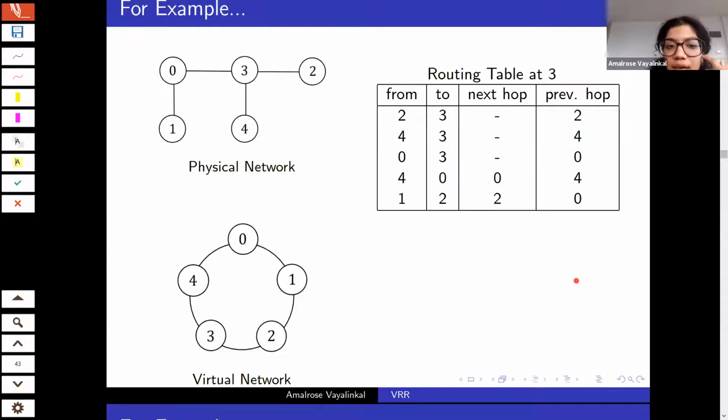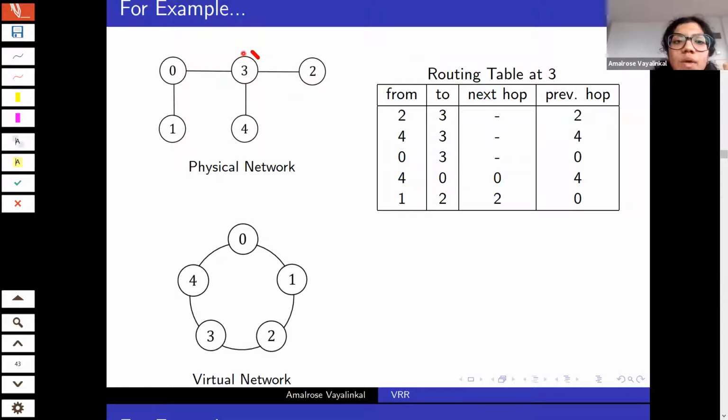So for example, on this physical network and with this virtual network, we can go through what the routing table at 3 would look like. First we would want to add all the physical neighbors. So that's 2, 4, and 0, right? At 3, there is no next hop towards 3 because we're already at 3, so that's just a null entry. But then the previous hop was 2. And then similarly for 4 and 0, at 3 we're already at 3, so there is no next hop towards 3, but the previous hops are 4 and 0.